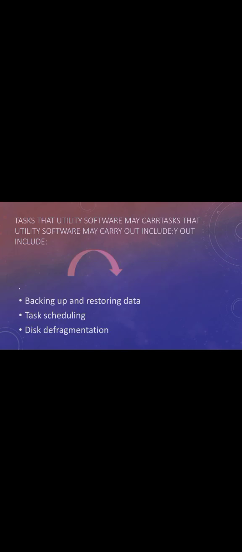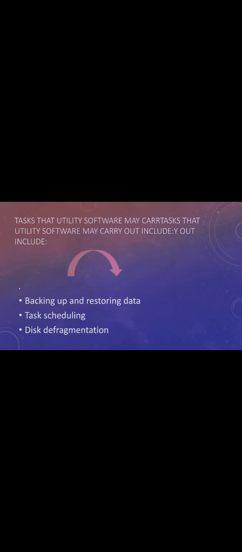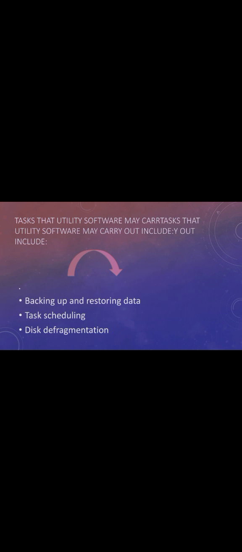Tasks that utility software may carry out include: first is backing up and restoring. The OS can schedule backups to happen at a specific time and at regular intervals. Data can be backed up to external hard disks, magnetic tape, or another service on the internet, known as cloud backup.